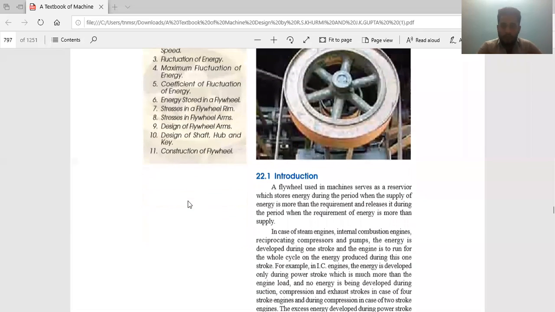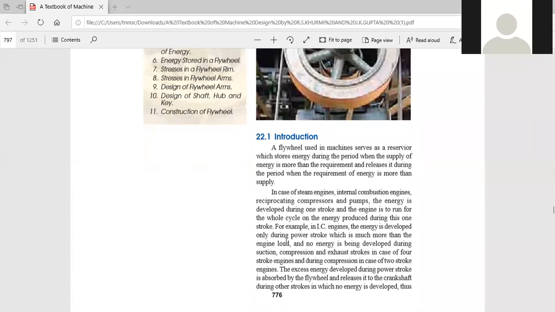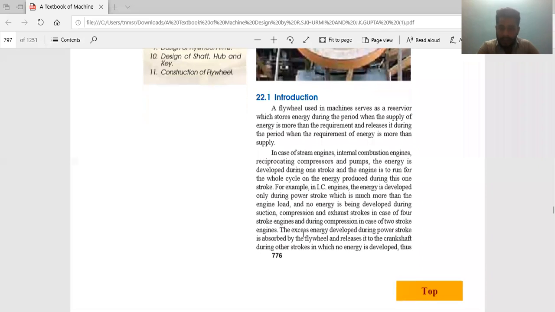So first and foremost, you should know the definition of flywheel. It can come for 2 marks. You can read it from the book. Then you should know the difference between flywheel and governor. Already, I think you have studied it in your last semester. Yes or no? Yes sir. Fine. You can easily read it from the book.